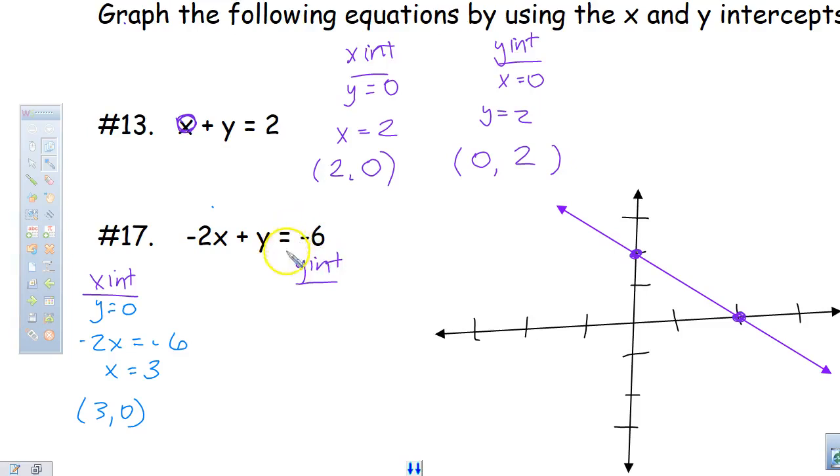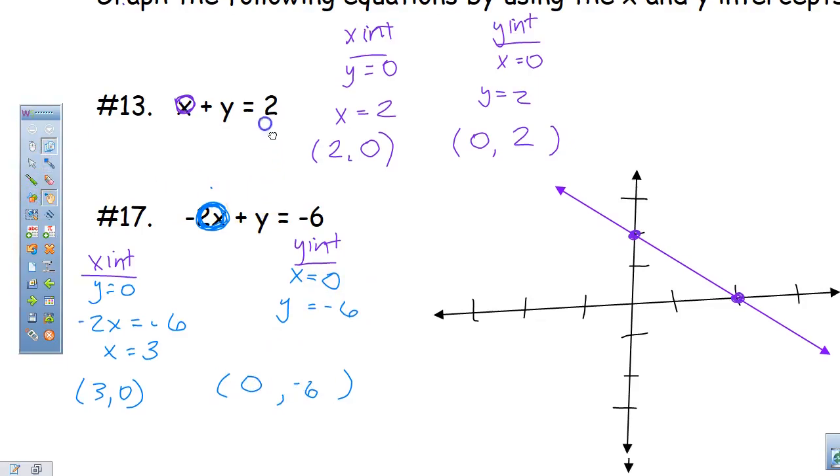For my y-intercept, I want x to be 0. I'm going to replace x with 0. So what did you get for y? Negative 6. Very good. So your ordered pair would be 0, negative 6. Ooh, I didn't make my graph big enough.